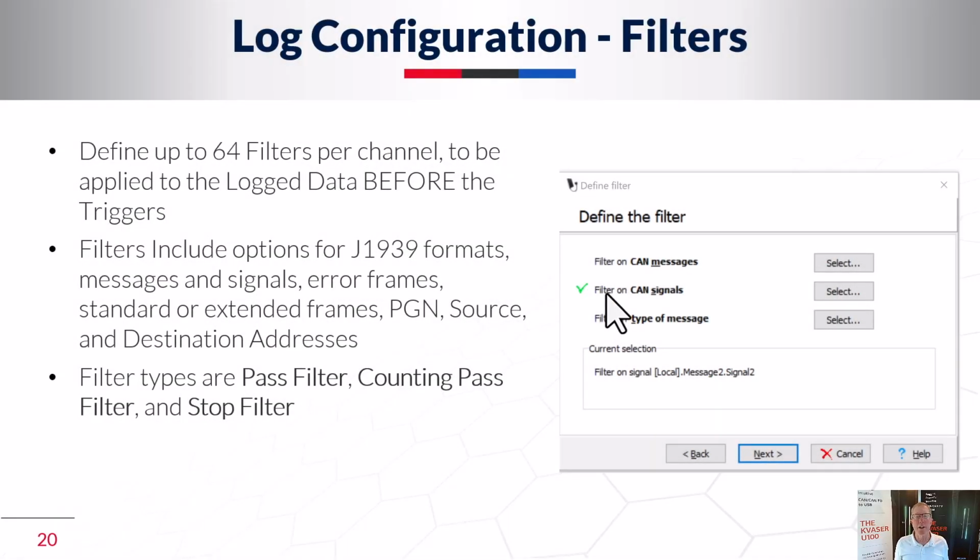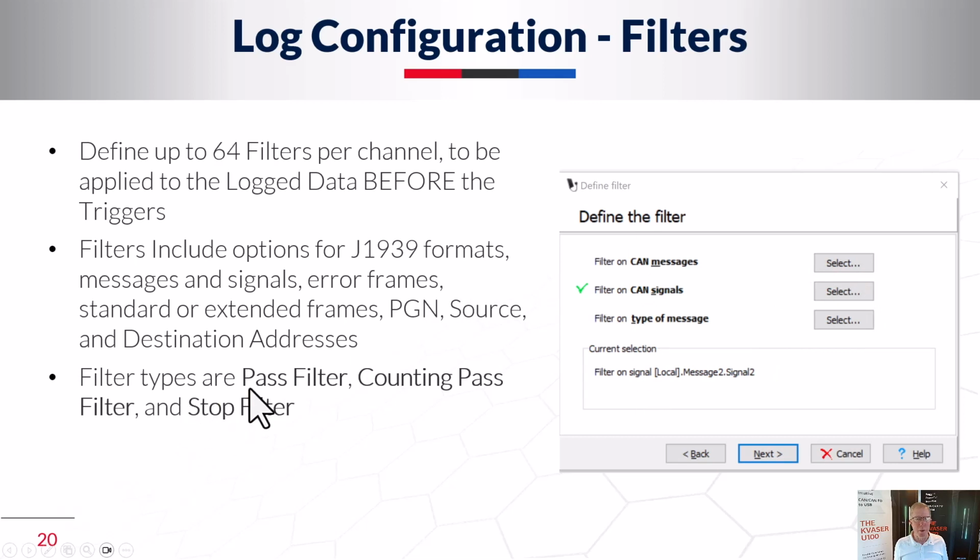Okay, so we're getting down to filters here, I think next. Yeah, log configuration filters. So define up to 64 filters per channel to be applied to the log data before the triggers. So the saying here is don't filter out your trigger events. Careful of that. Filters include options for J1939 formats, as I talked about a little bit: messages, signals, error frames, external events, PGNs, source and destination.